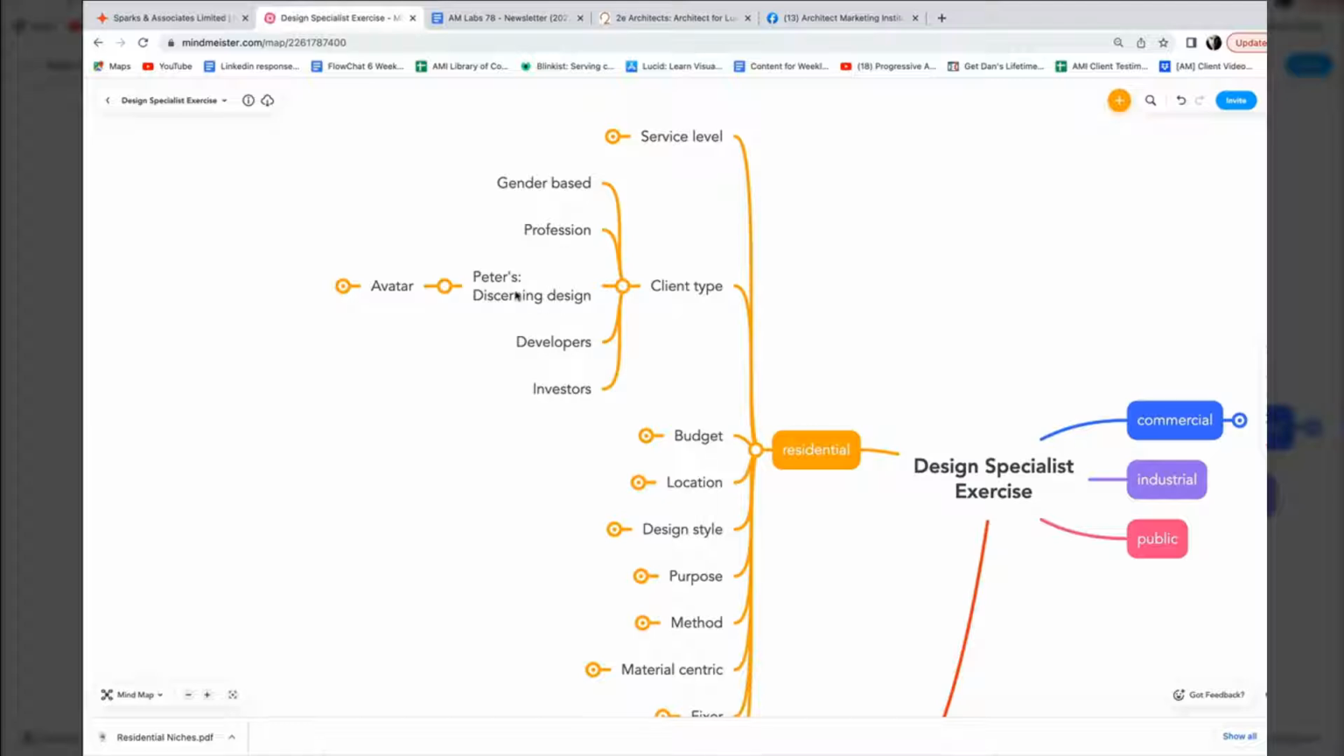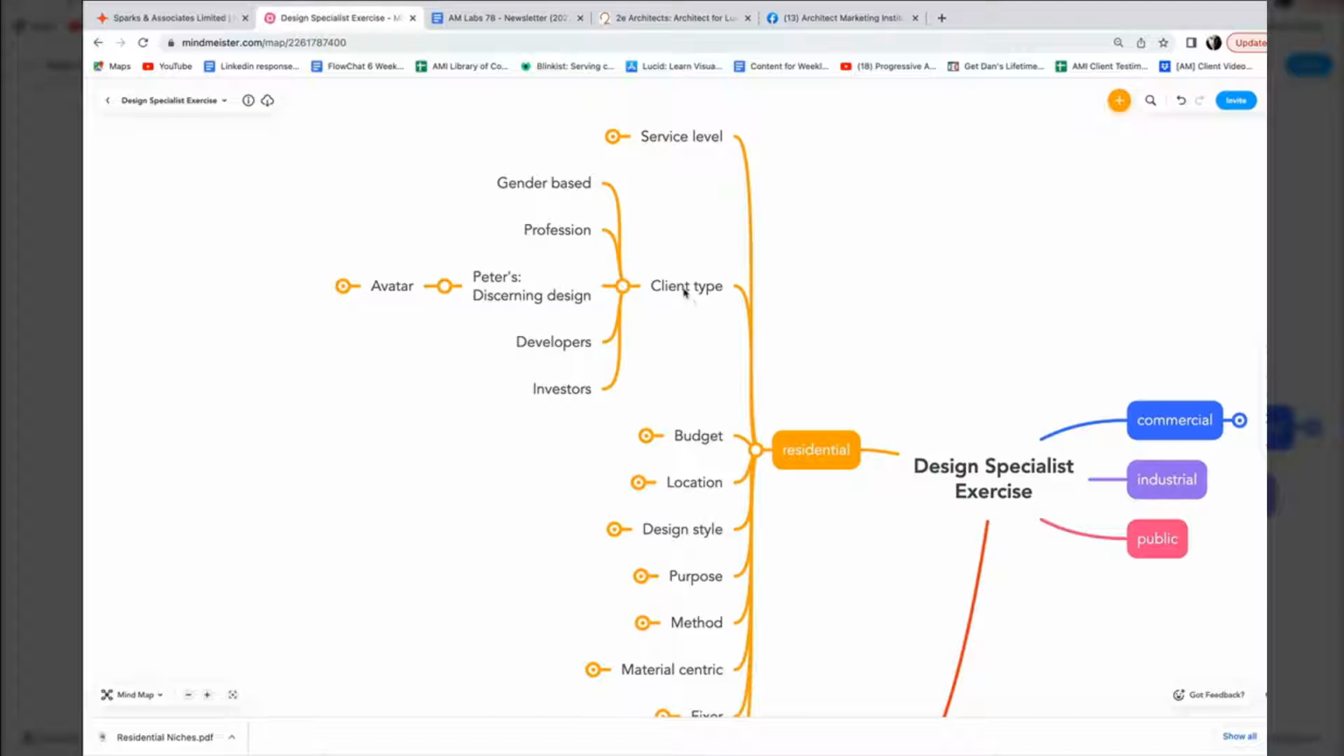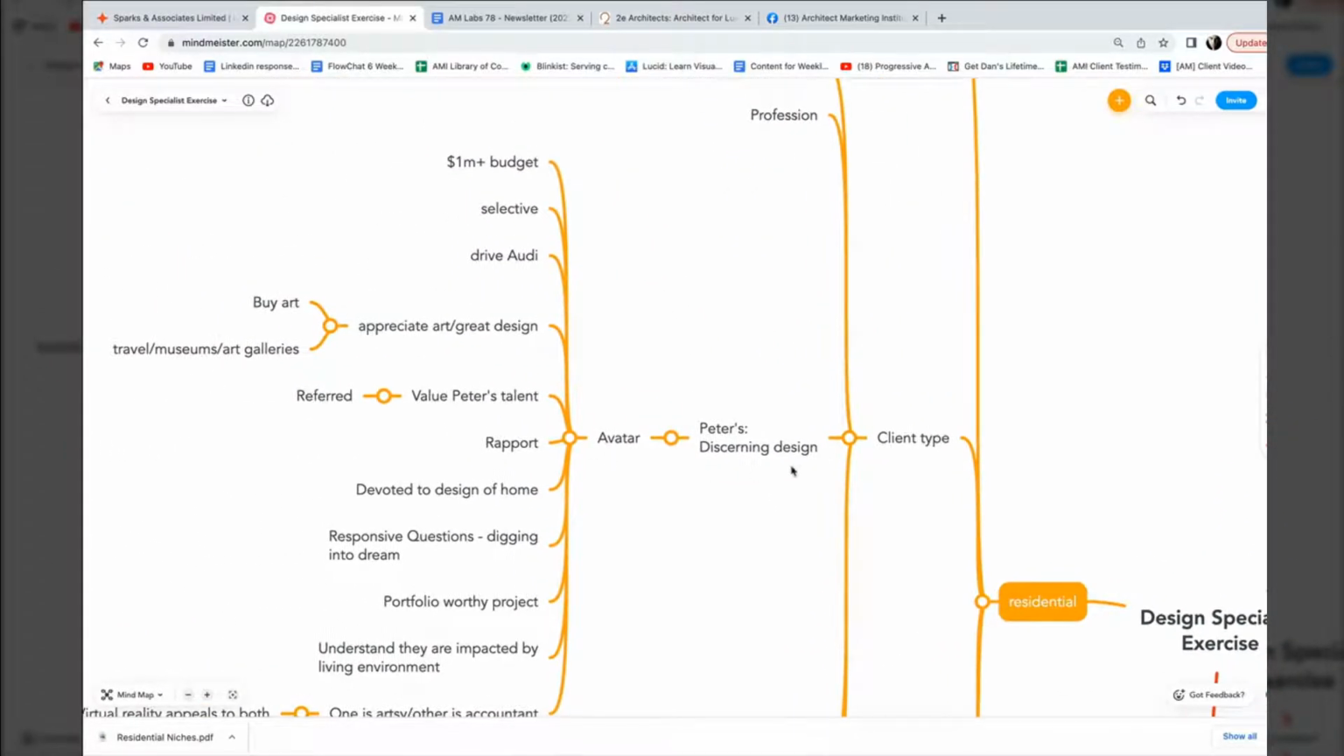Right, now, Peter had one, which was the discerning design client. So, the client type is someone who really appreciates great work. So, what you do is once you get down to the type of sub-niche you want to do, so in this case, it's residential and it's discerning design, who really discern design. Then what you do is you do a bit of an avatar and you find out, okay, who are these people? Okay, so if this is your client type, someone who has a budget, well, they have a budget of more than $1 million. They're highly selective about their architect. They probably drive an Audi.